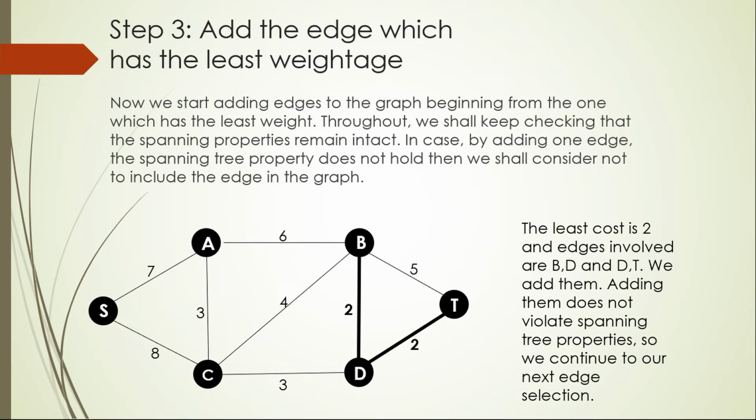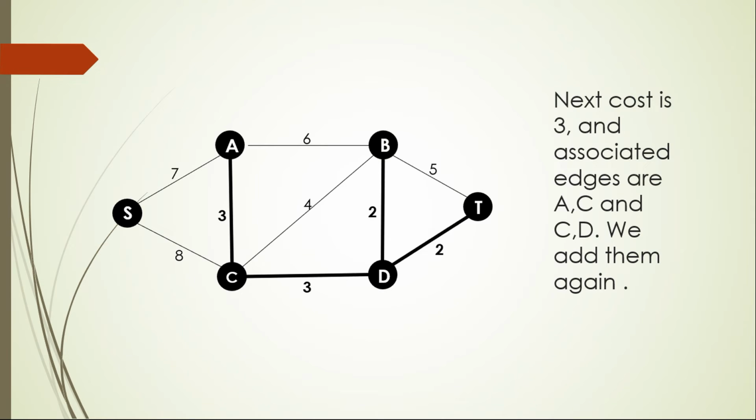The least cost is 2 and the edges involved are BD and DT. We add them. Adding them does not violate spanning tree properties, so we continue to our next edge selection. Next cost is 3, and the associated edges are AC and CD. We add them again.